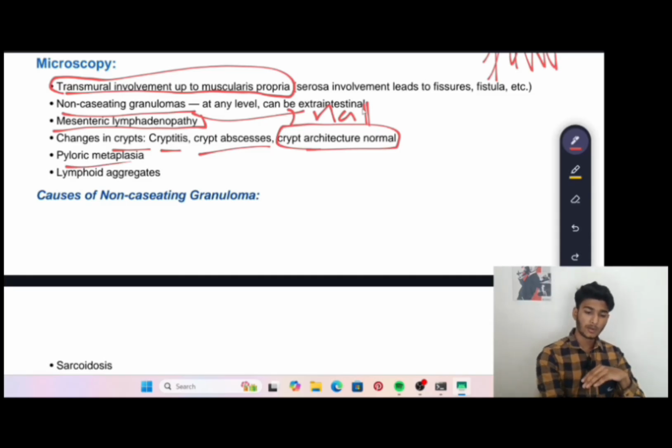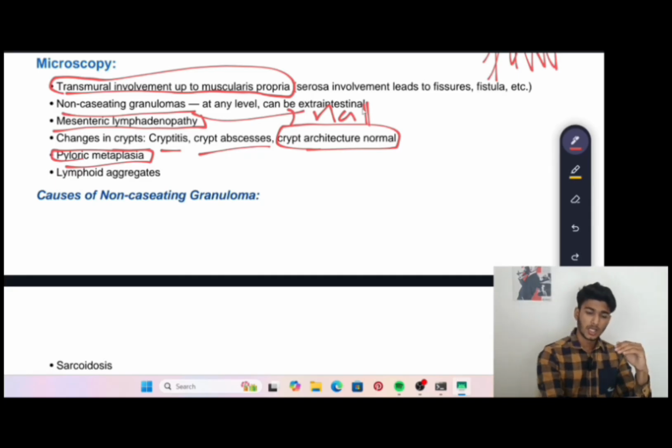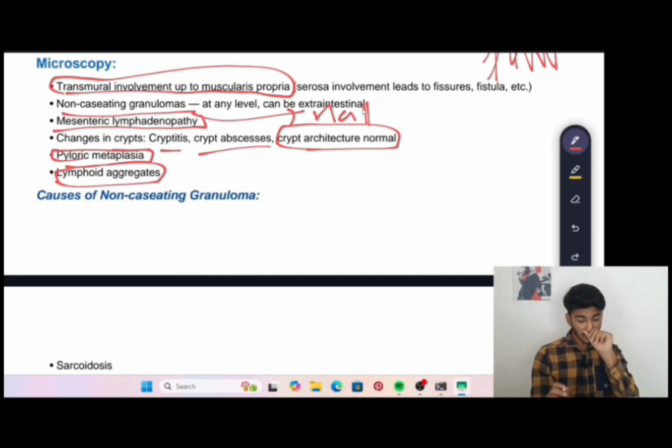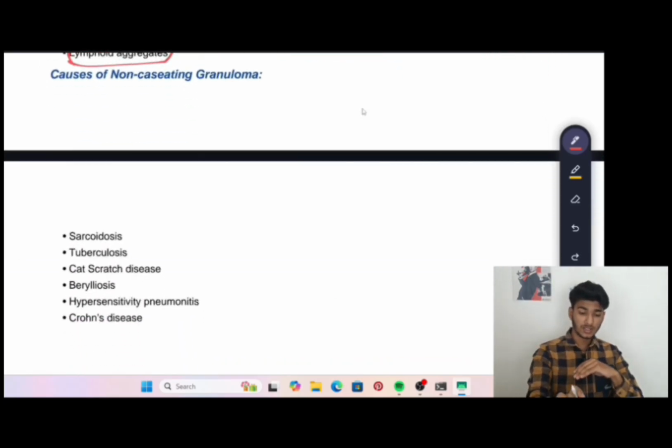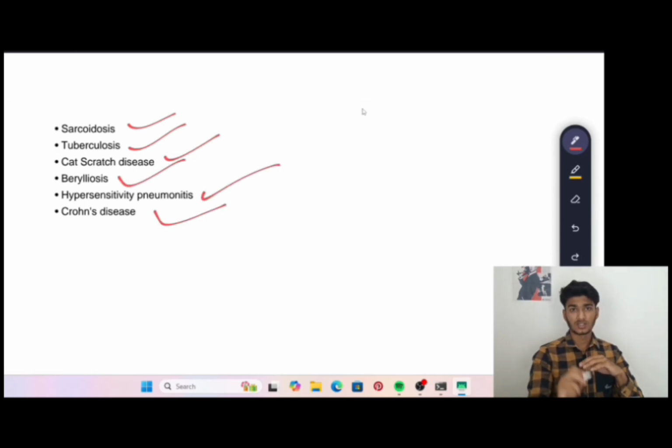Then there will be pyloric metaplasia, an increase in cell size and cell number, that is metaplasia and hyperplasia. There will be lymphoid aggregations. And the causes of non-caseating granuloma: you will see this non-caseating granuloma in sarcoidosis, tuberculosis, cat scratch disease, berylliosis, hypersensitivity pneumonitis, and Crohn's disease as well. So it is considered the hallmark. You should remember this.